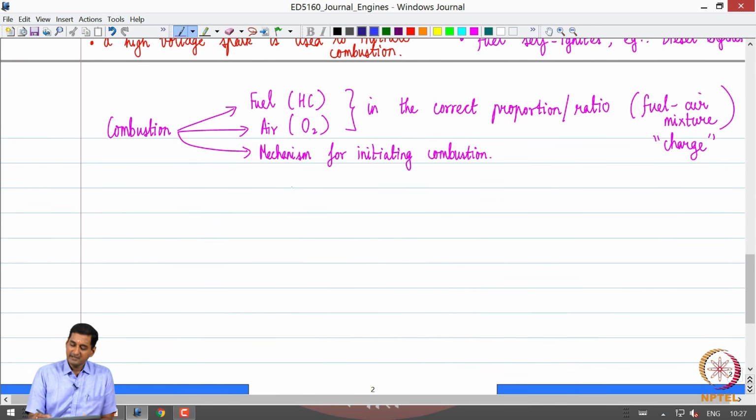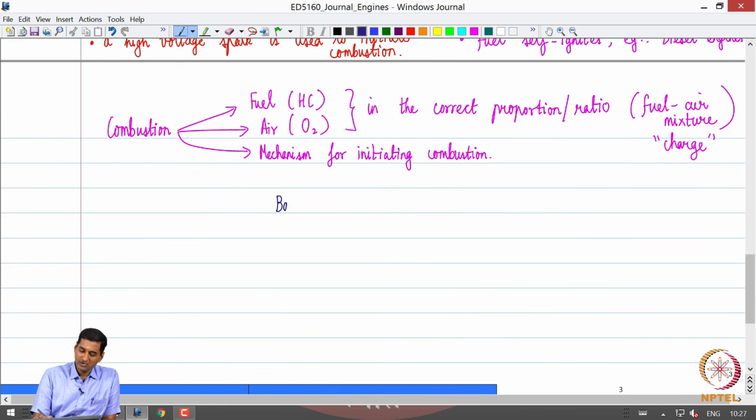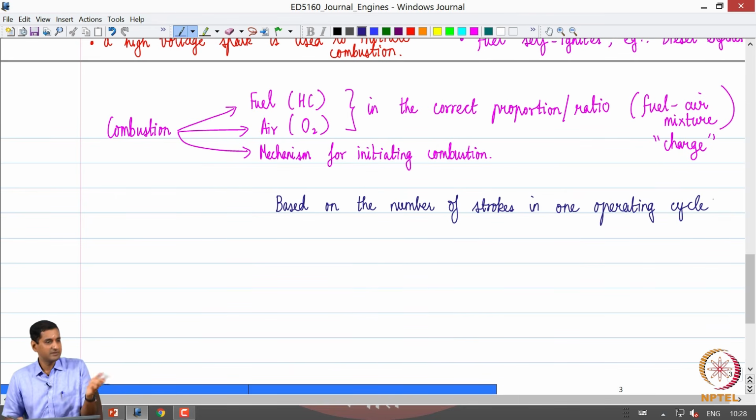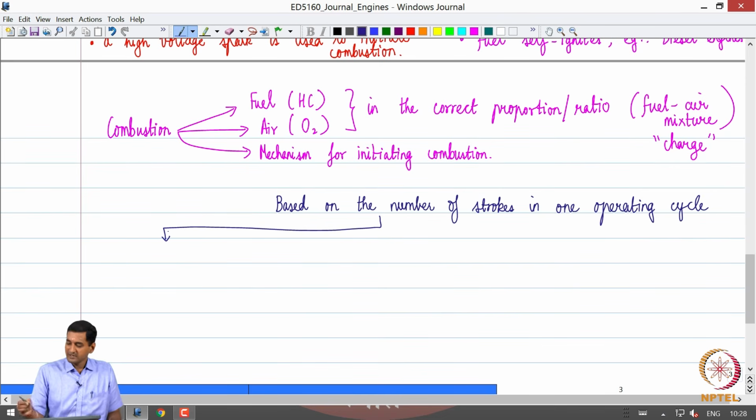Another criterion for classifying IC engines is based on the number of strokes in one operating cycle. Of course, in our course we will consider both spark ignition and compression ignition engines. We are going to look at both. We will look at what is an operating cycle and what we mean by stroke and so on, as we go along.